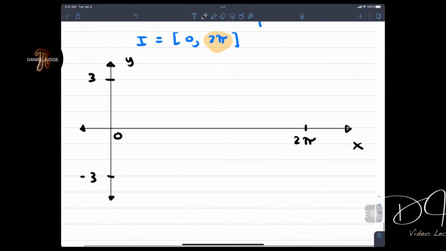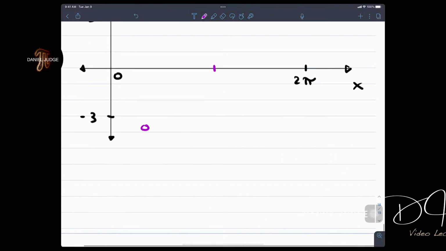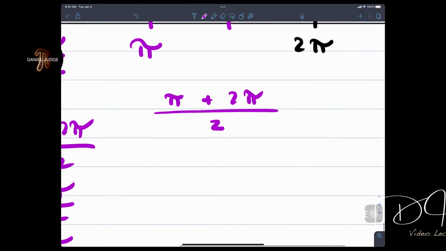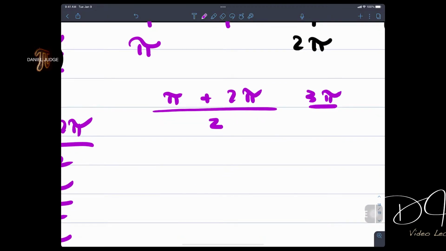So let's think about this. Halfway between 0 and 2 pi, if you don't know, add them and divide by 2. So it's 2 pi over 2. The halfway point is just pi. Okay? Halfway from 0 to pi will be pi over 2. Add them and divide by 2. And then halfway, pi plus 2 pi over 2. Add those, divide by 2. We get 3 pi over 2.